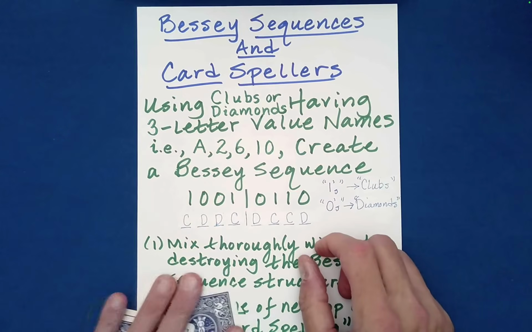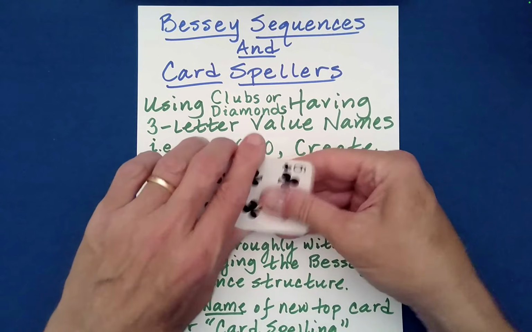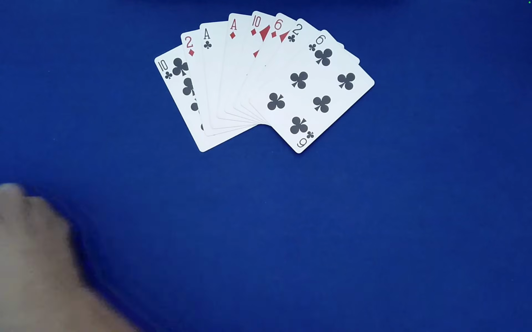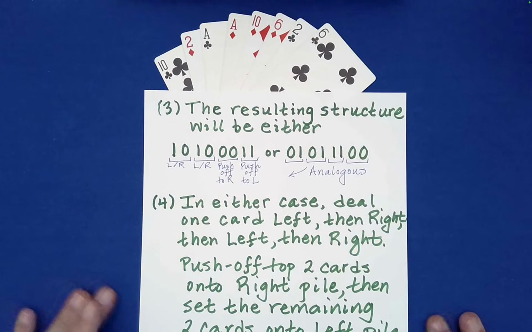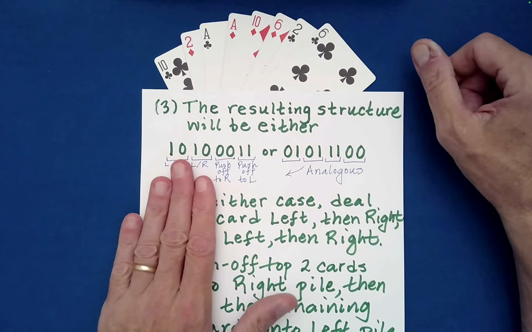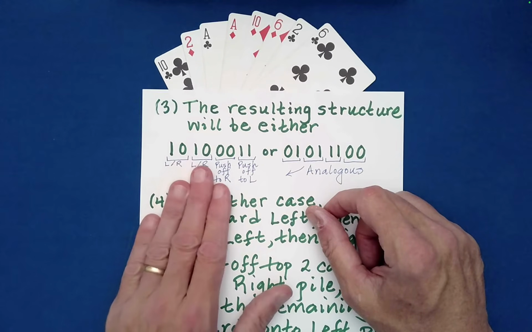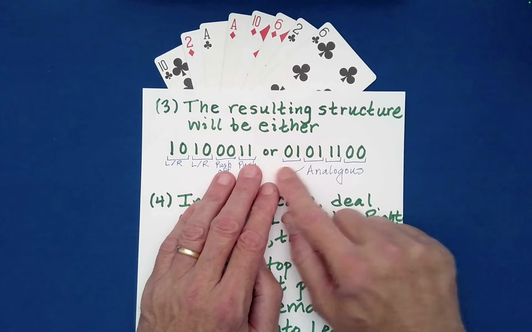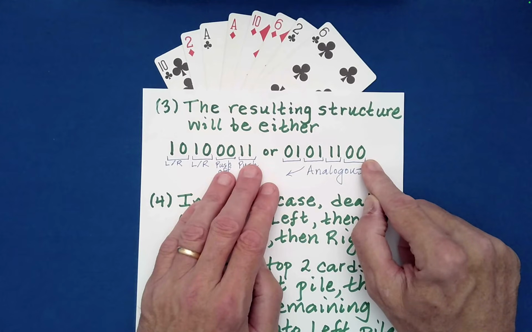T-E-N-O-F-C-L-U-B-S. Okay, so let me tell you what's guaranteed to happen here. I have a second write-up, which will be the last one we'll need. This is what's guaranteed to happen. Either we'll get something like black, red, 2 red, 2 black. I think that's how I assigned the clubs and the diamonds. Or the analogous thing with the card color switched.